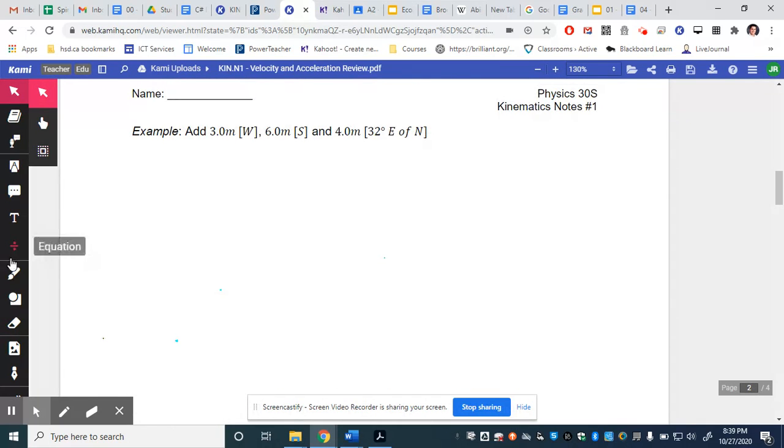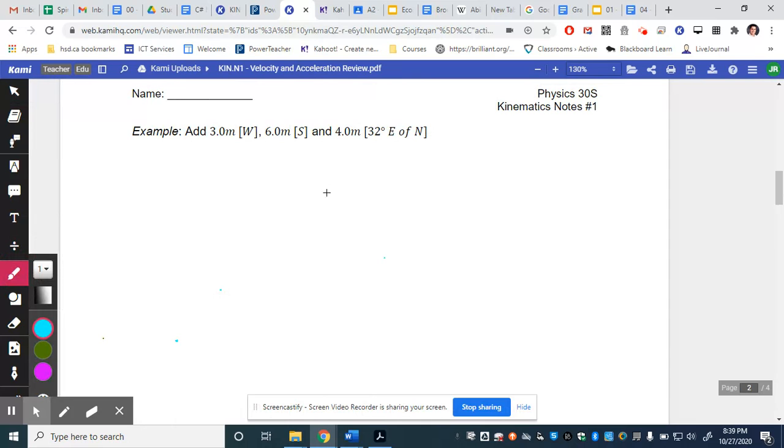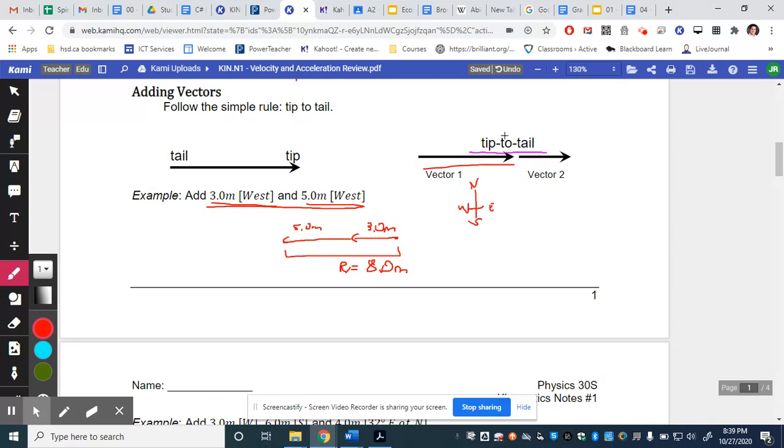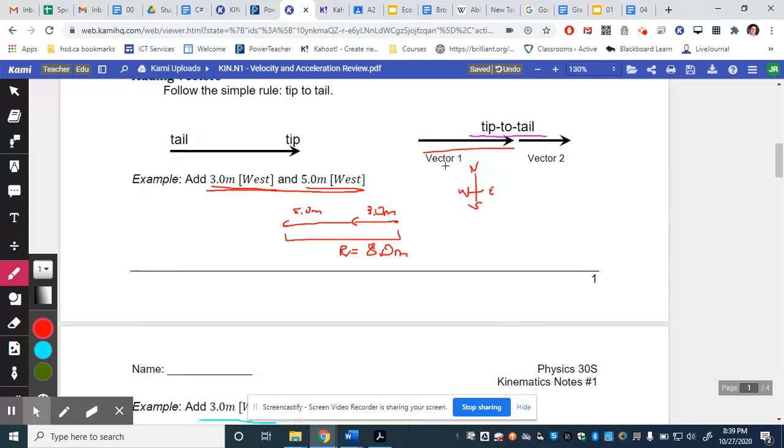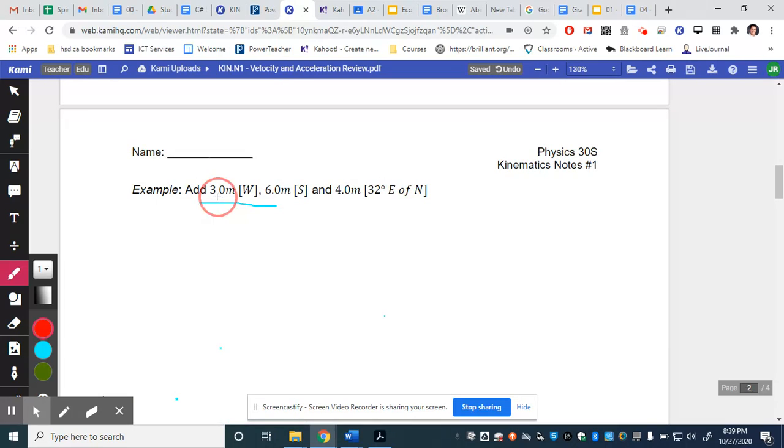What we're going to do is start off by adding these vectors. Like I said last time, we are going to do tip to tail. That's how we draw the vectors, and we just draw them one at a time. The first one in red is 3 meters west. So we have to pick a starting point. Let's say it's that. If this is the starting point, then we go 3 meters to the west, draw something like that. That's west. And if you write down the 3.0 meters, then that's what it is.